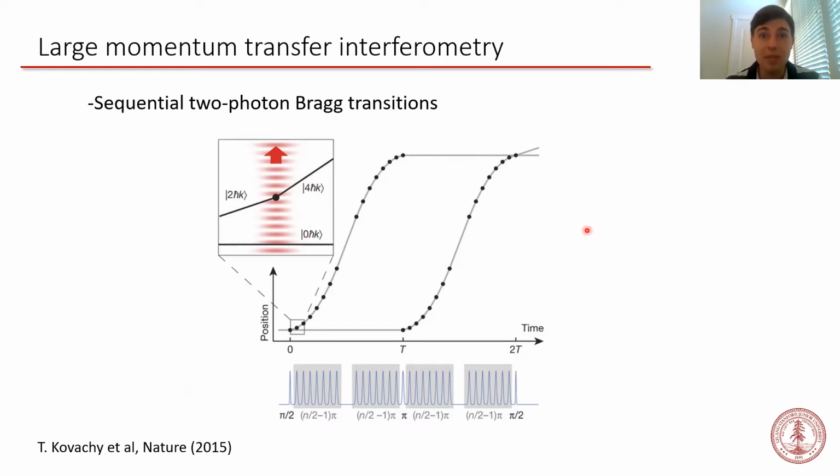This is a space-time diagram of the full 16h bar k interferometer, along with the temporal profile of the laser pulses that are used to implement the Bragg transitions. Notice that each beam splitter and mirror pulse has been replaced by a pulse zone consisting of many LMT pulses. The acceleration sensitivity and the wave packet separation both increase linearly with the number of pulses.